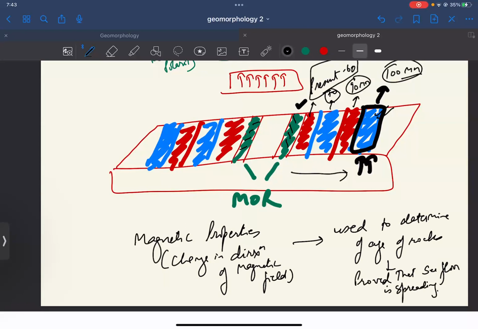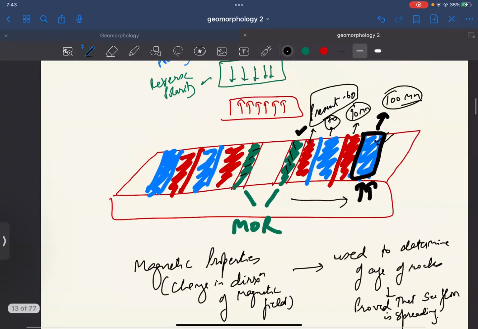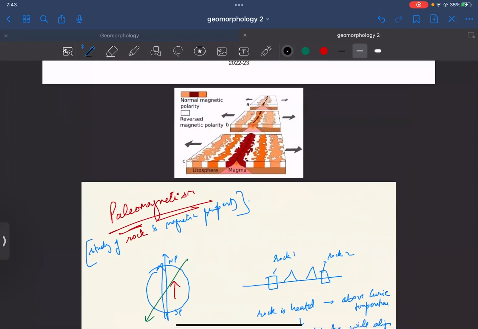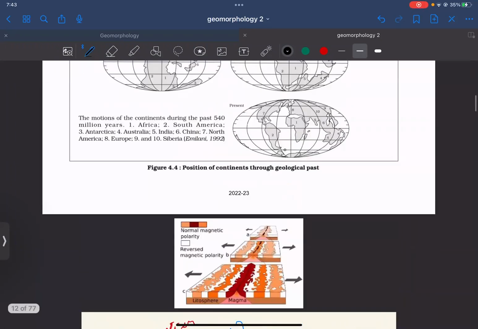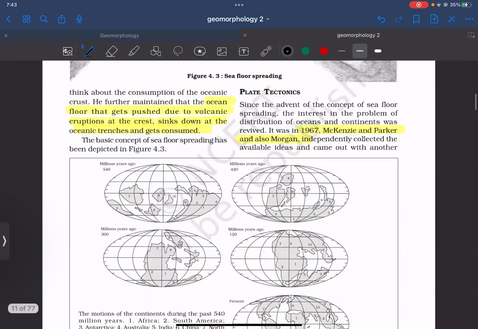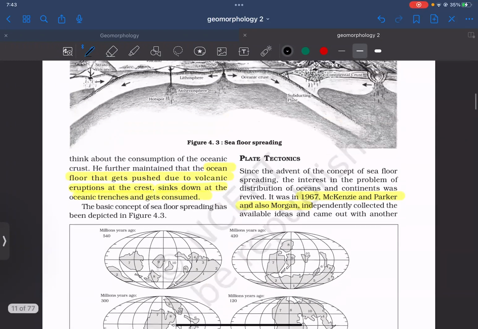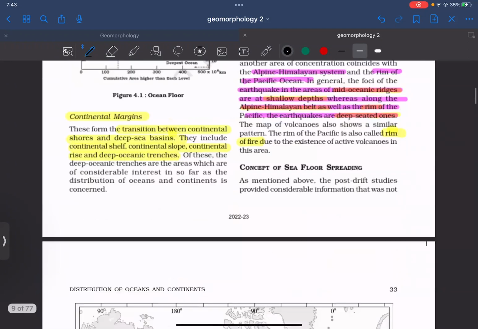Alright, so this was the basic concept of seafloor spreading. I hope you've got the basic idea. So this was used as the evidence to explain seafloor spreading. All right. Now the next theory we have is plate tectonics. So it was given by whom? McKenzie, Parker, and Morgan.